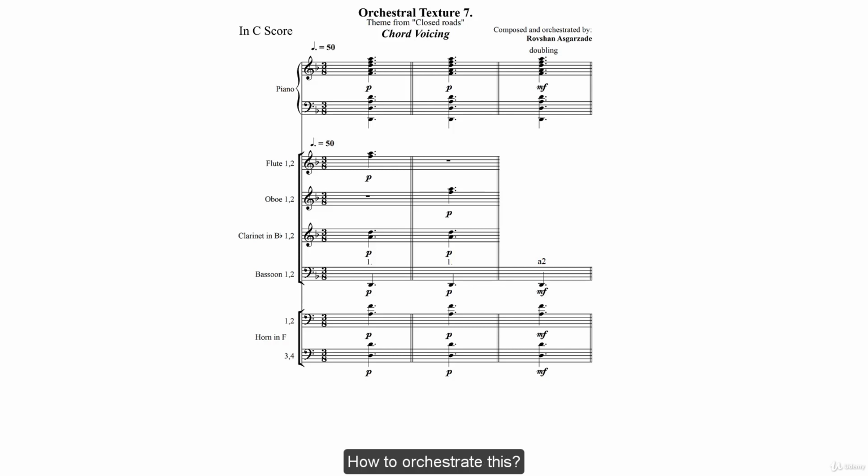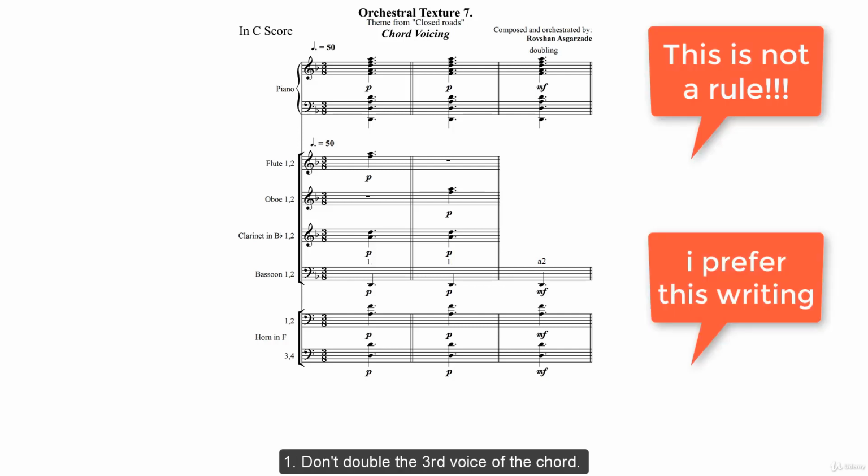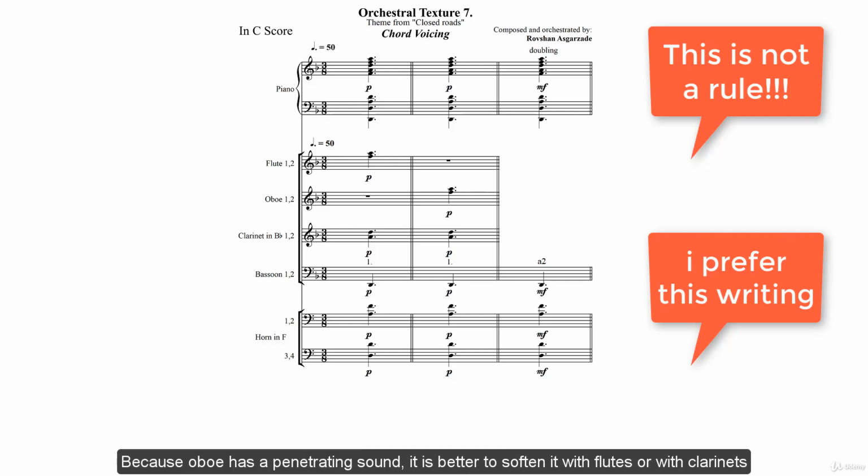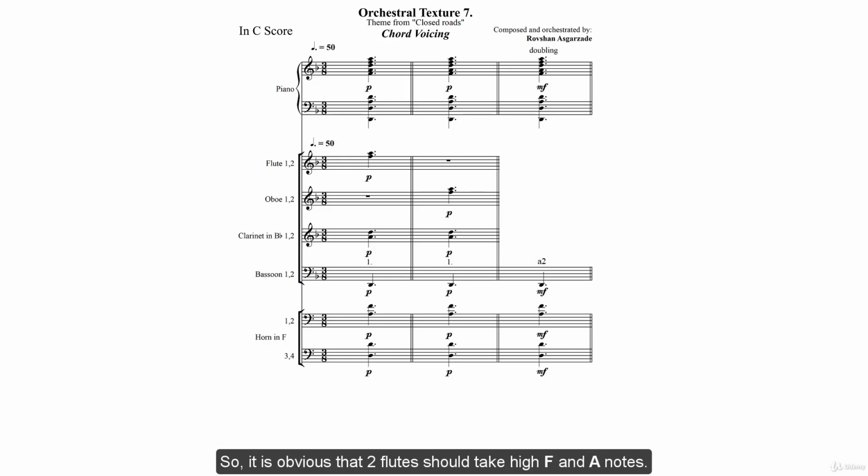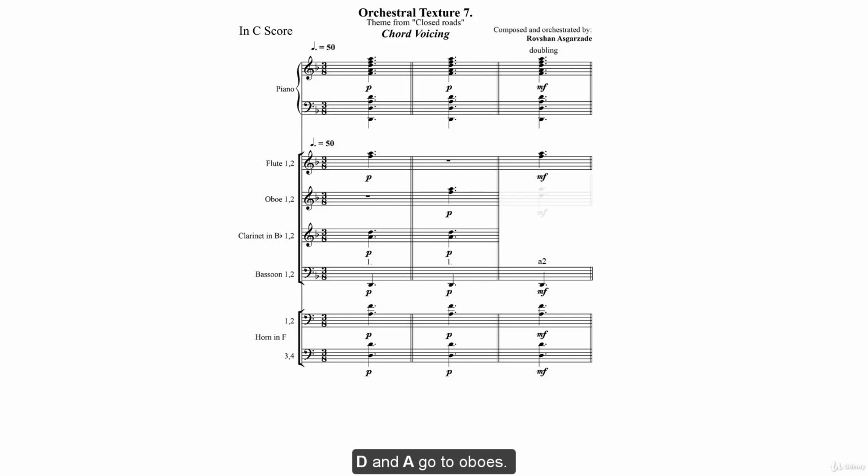How to orchestrate these? First, don't double the third voice of the chord. In our case, the F note is the third voice of the chord. Second, double the oboe part. Because the oboe has a penetrating sound, it is better to soften it with flutes and clarinets. So, it is obvious that 2 flutes should take high F and A notes. D and A go to oboes. A and D go to clarinets.